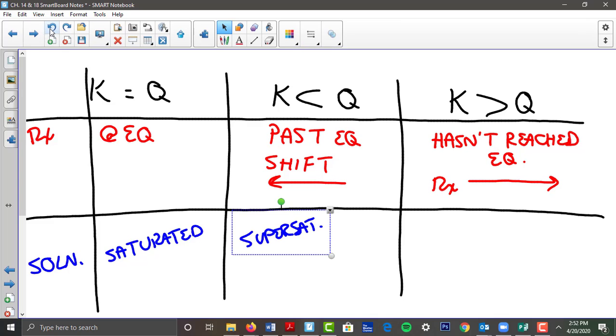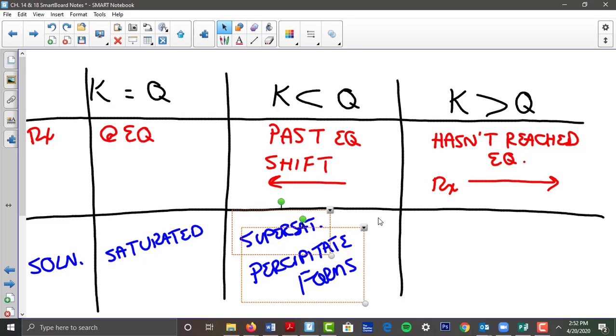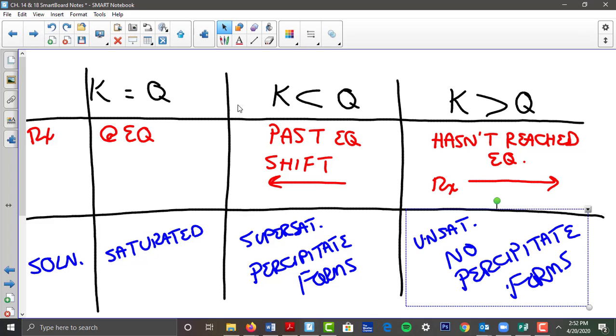If Q is past K, that means that you've got too much product relative to reactant. Meaning, in other words, when we're talking specifically about salts, a precipitate's going to form. Conversely, if K is greater than Q at any given moment, that means the reaction has not yet reached equilibrium. It could still dissolve more, and the solution is considered unsaturated at that moment.